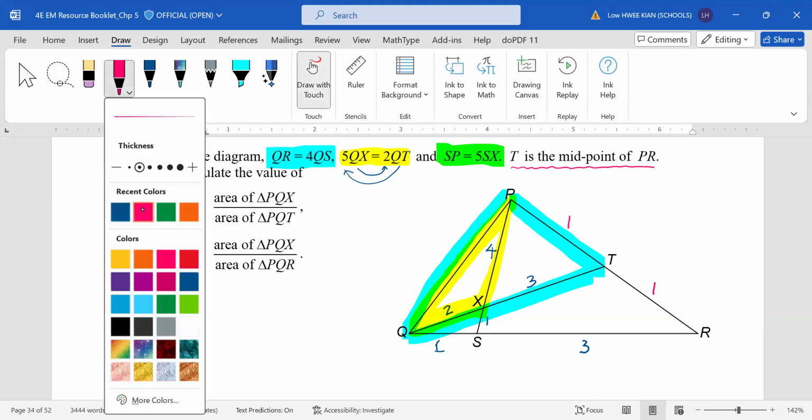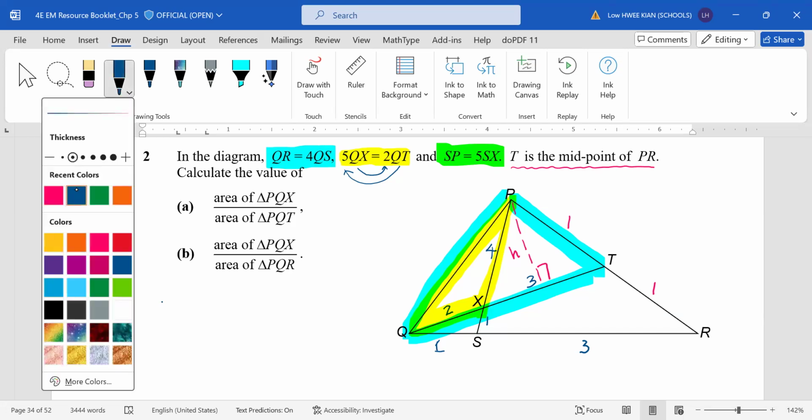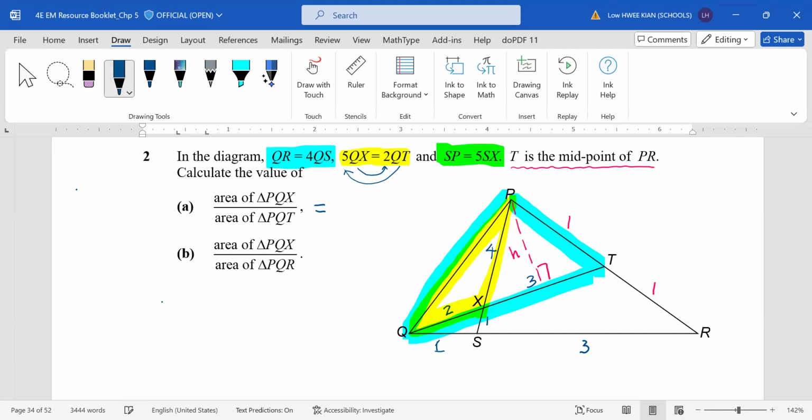If they are not similar, then the next question is, do they have the common height? The answer is yes. So the common height here is this. Once I am able to identify the common height, I am ready to find the ratio. The ratio that I'm going to apply will be half times PX, and then times height.